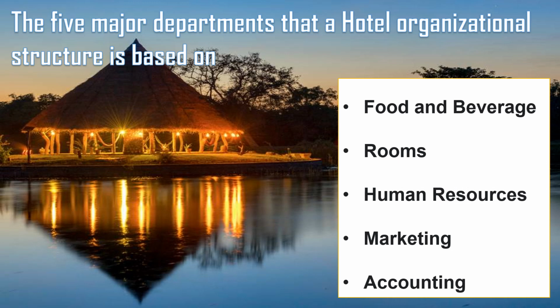There are 5 major departments that are present in each and every hotel organizational structure. They are food and beverage, rooms department, human resources, marketing and accounting departments. Of course, in a small scale hotel organizational structure, 1 or 2 of these departments could be linked together due to the low number of employees.